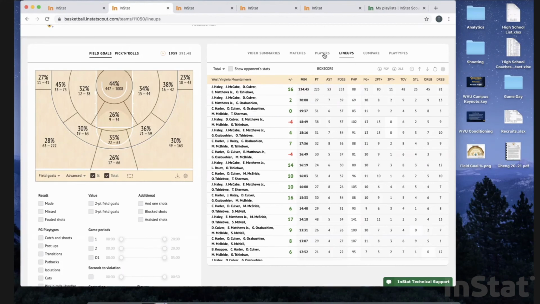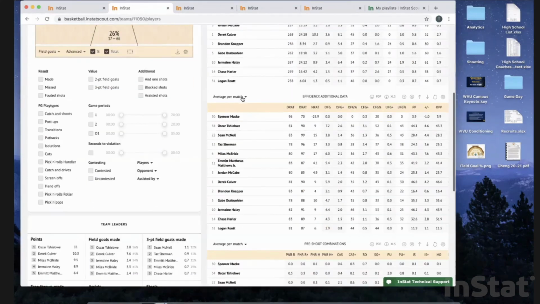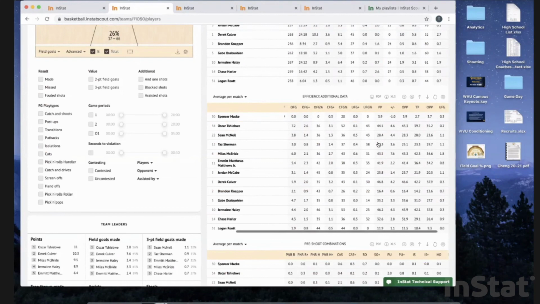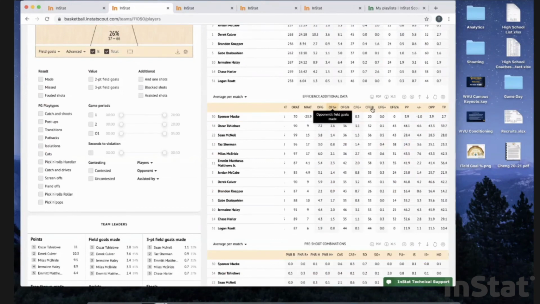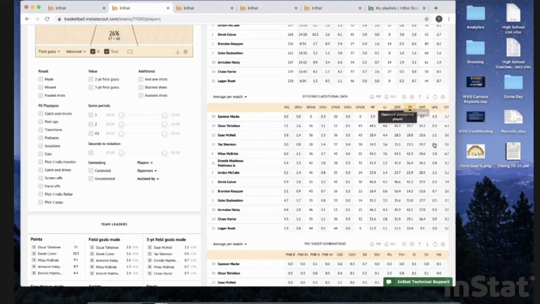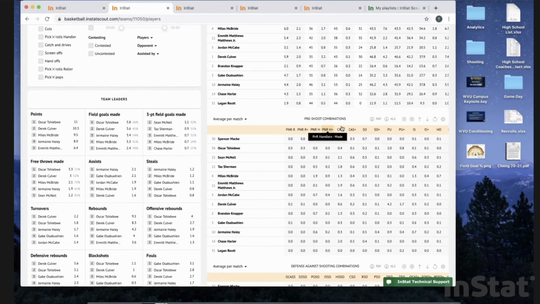And then we slowly started moving towards our player data, not necessarily the first box score, because that's just a more generic box score. But when you scroll down, it gives you so much more information, such as uncontested field goals, contested field goals, and shooting combinations. So we looked at pick and roll, catch and shoot. We did that more so with scouting opponents.